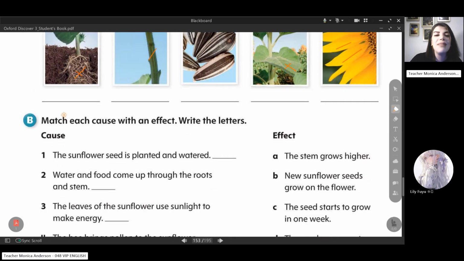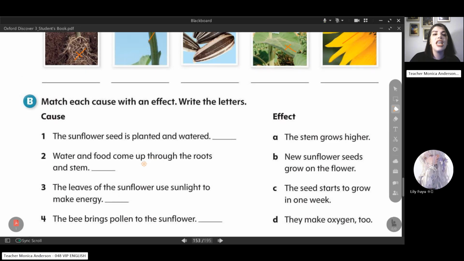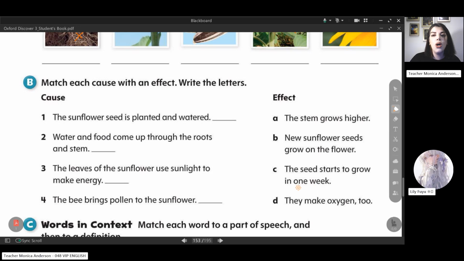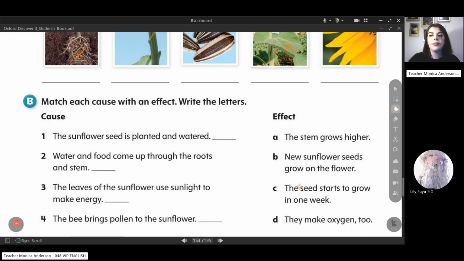Okay, Mary, let's match each cause with an effect. Write the letters, then I will ask you a few questions related to the text. The sunflower seed is planted and watered. So, effect is?